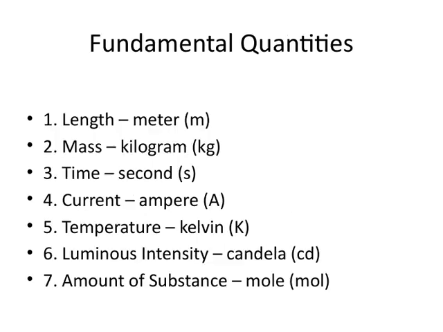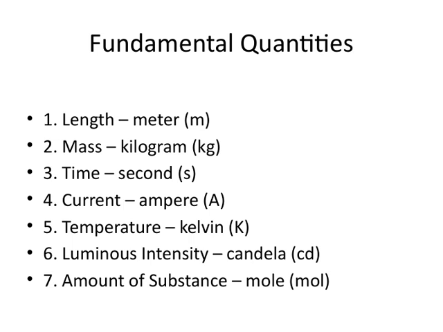Let's take a closer look at the fundamental quantities that form the basis of our understanding of physical measurements. First, we have length, which is measured in meters, abbreviated as m. This is the most basic dimension we use to describe the size of objects and distances. Next is mass, measured in kilograms or kg, which tells us how much matter is contained in an object. Then there's time, measured in seconds or s, which helps us understand durations and the sequence of events.